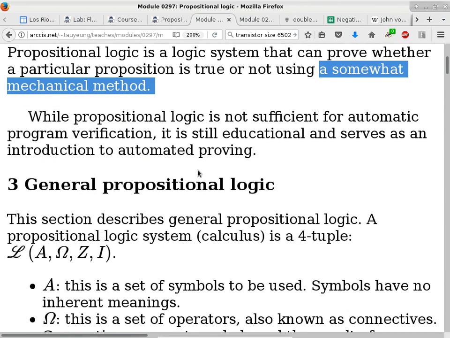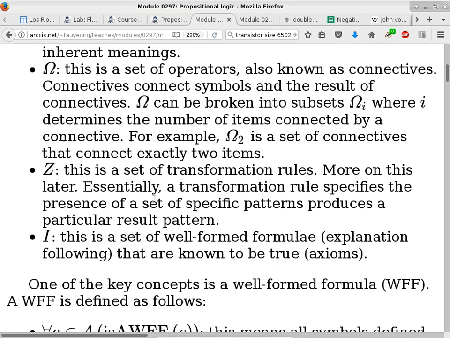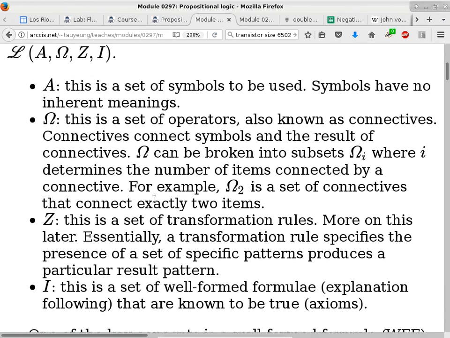So the third section, section 3, talks about general propositional logic, which is basically saying, okay, what is propositional logic, the term itself, at least in the context of computer science. In this case, propositional logic can be seen as a 4-tuple. The 4-tuple consists of alpha, omega, zeta, and iota. These are supposed to be Greek letters, uppercase. And each one has a particular use. Alpha is the set of all the symbols to be used. Okay, look at this as the alphabet. It is the alphabet of whatever propositional logic system you want to deal with.